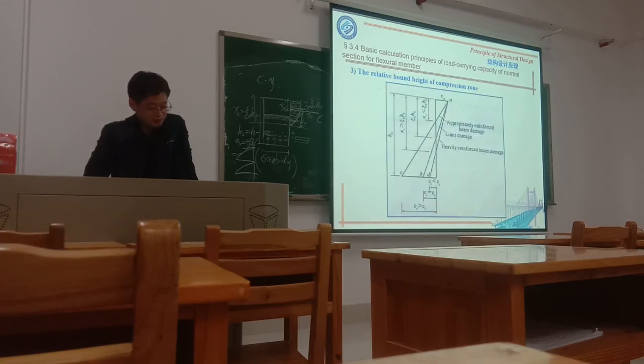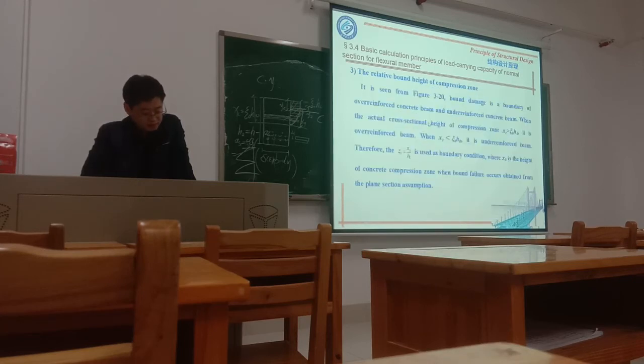See this: X equals ξC multiplied by H0, and ξB is the boundary. Once ξC is larger than ξB, it becomes over-reinforced. Once ξC is smaller than ξB, it is normally appropriately reinforced. Of course, we also have a minimum: it should be larger than the minimum reinforcement ratio, so the valid region runs from this point to some point here. So we call ξB the boundary condition.